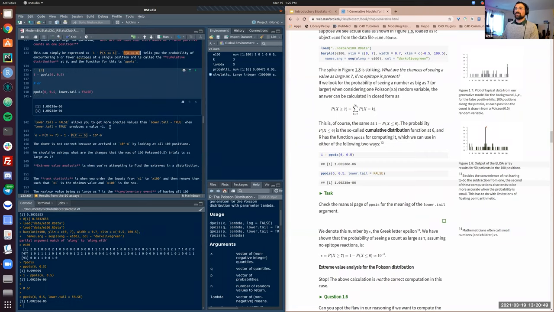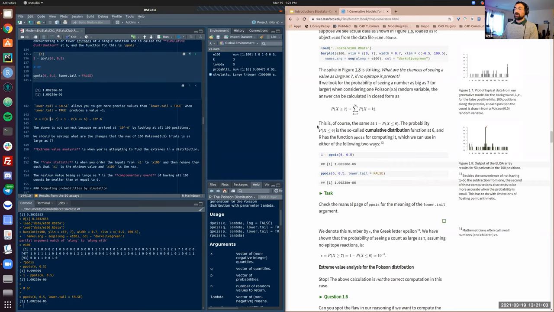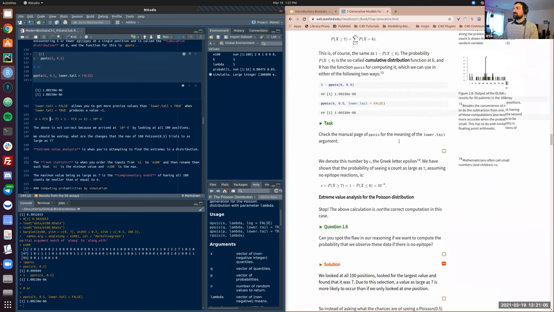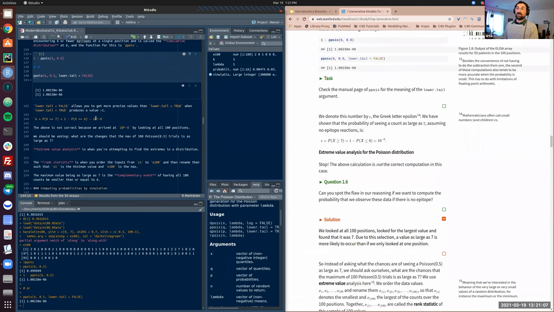But what if we want to find the probability of finding hits greater than or equal to 7? You know, ever thought about that? Well, if you try to do it in the way that you think it would be done, you're wrong. Because we arrived at this value by looking at 100 positions, and therefore the odds of arriving at 7 hits would actually be greater than this.